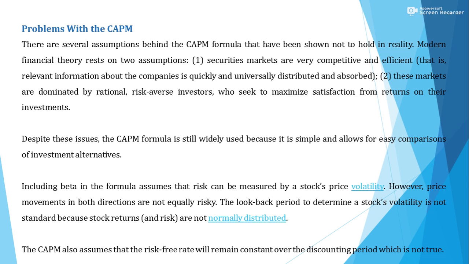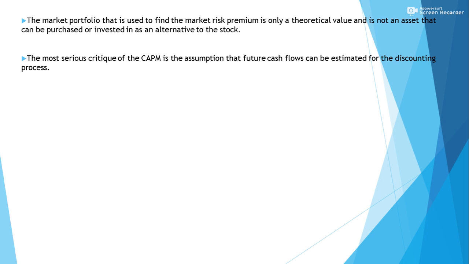The CAPM assumes that the risk-free rate will remain constant over the discounting period, which is not true. The market portfolio that is used to find the market risk premium is only a theoretical value and is not an asset that can be purchased or invested in. The most serious critique of the CAPM model is the assumption that the future cash flow can be estimated for the discounting process.